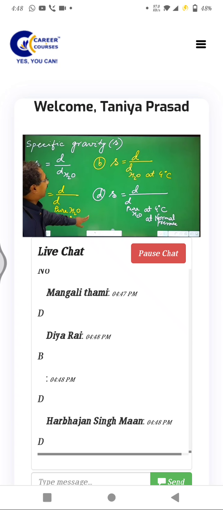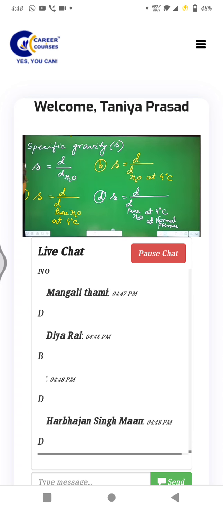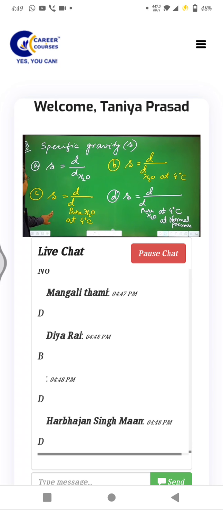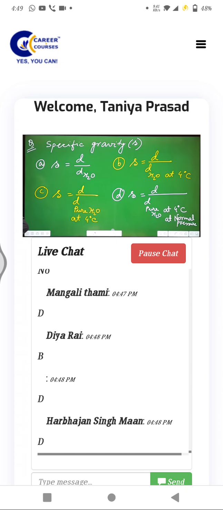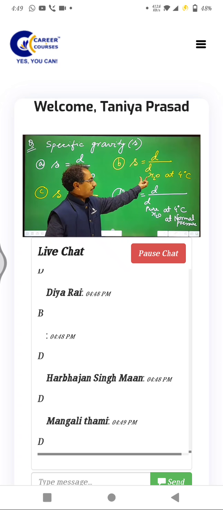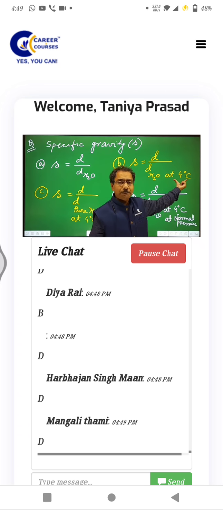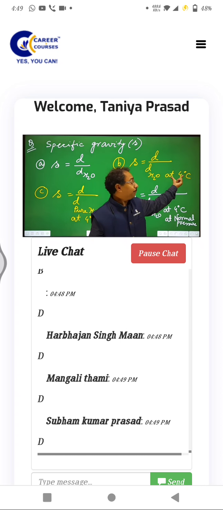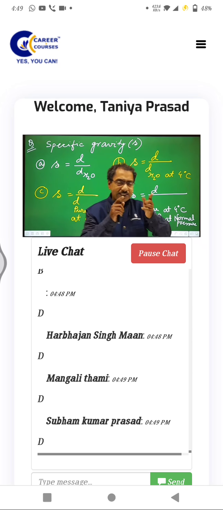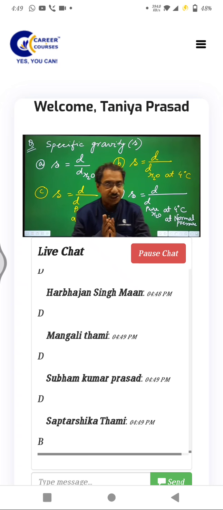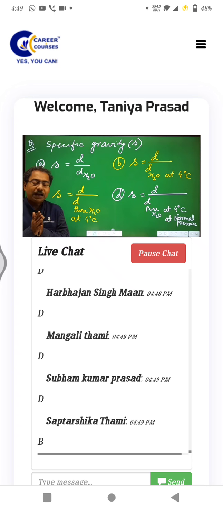For the specific gravity, the definitions are given in 4 ways. Number 1, it is a ratio of density of the body with density of water. Number 2, ratio of density of the body and density of water at a given temperature, at 4 degrees Celsius, at which the density of water becomes highest. In CGS, it becomes 1 gram per cc. In SI, it becomes 1000 kg per meter cube.